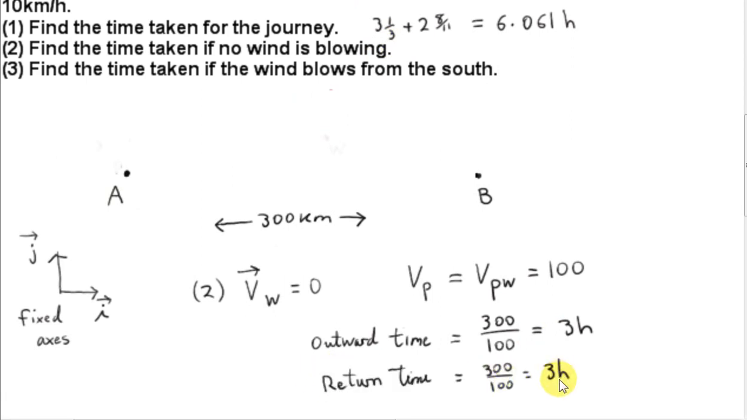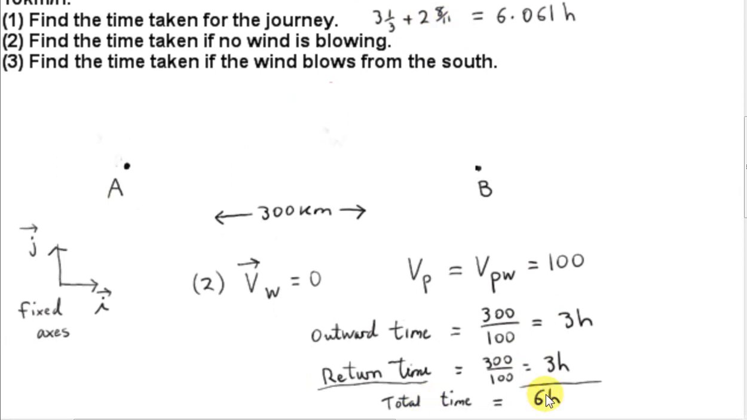Now the return time is also 3 hours, and as you can see here, the return time is longer than it would be if the wind is blowing behind the plane, helping the plane along. Okay, 3 hours is greater than 2 8/11 hours. Notice that the total time, 6 hours, is less than the total time when the wind was blowing.